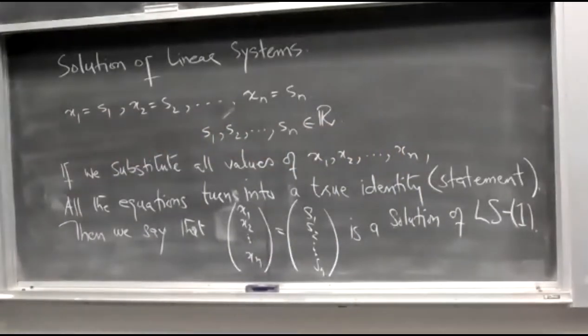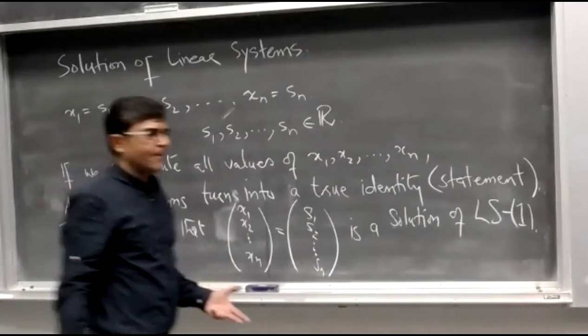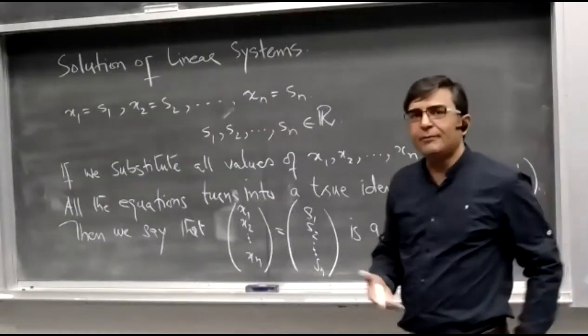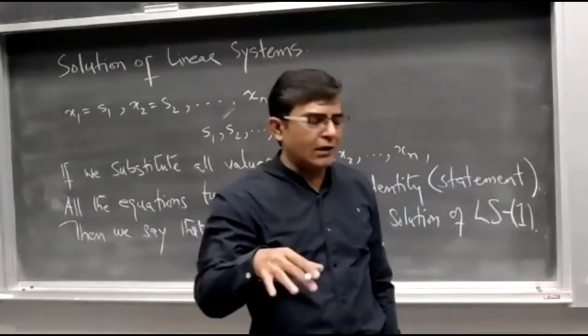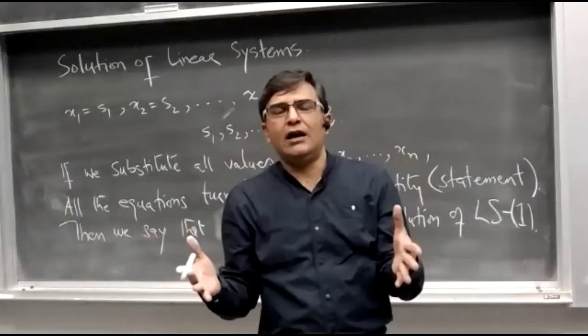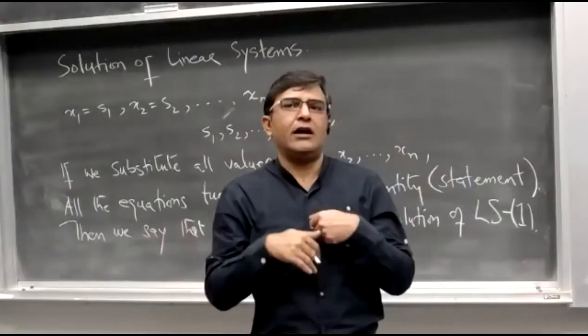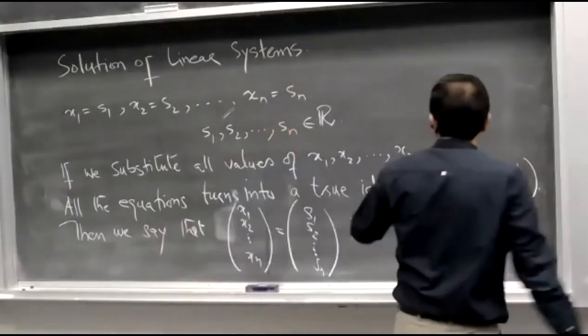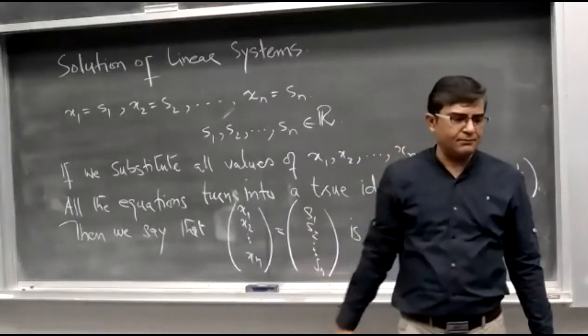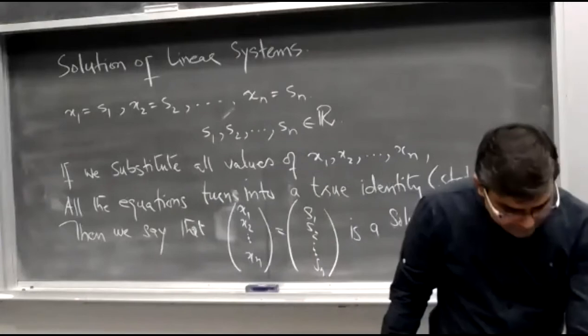Whether it is homogeneous or non-homogeneous, for any set of values for those unknown variables, if we insert all those values in each equation and it turns into a true statement or a true identity, then we say that all these values are a solution of the linear system. Now, let's do an example of this thing.